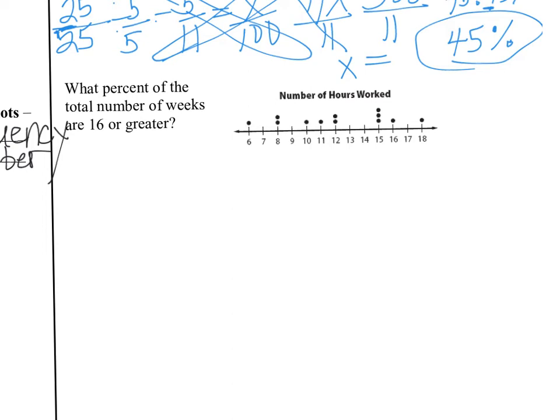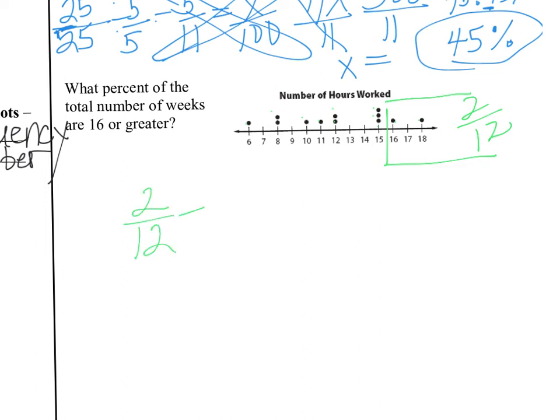Second question, what percent of the total number of weeks are 16 or greater? You're looking at a dot plot there that illustrates the number of hours worked. And then it has dots above the numbers that are what we would consider the hours worked. What percent of the total number of weeks are 16 or greater? Could be marked off right here. You can tell that that's 2 out of 1, 2, 3, 4, 5, 6, 7, 8, 9, 10, 11, 12 out of the 12 weeks.